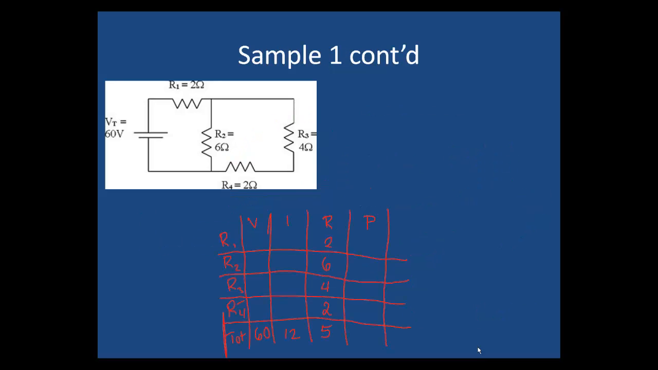Okay, now let's draw a VERP table and we'll put in the things we know. We know the values of the resistors, so we can put those in. We know the resistance total. We know the voltage total.